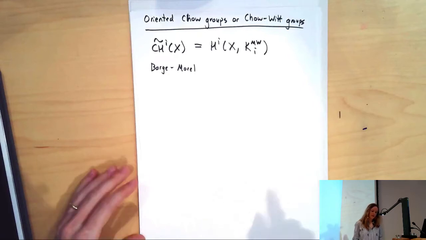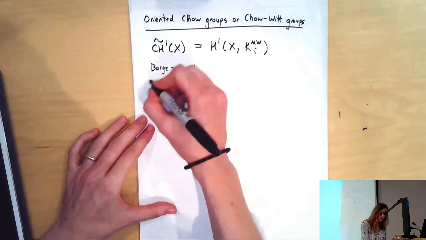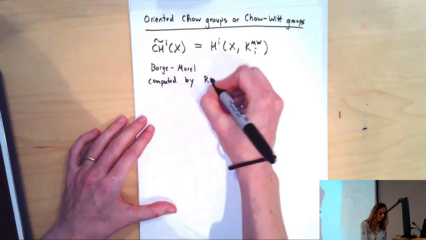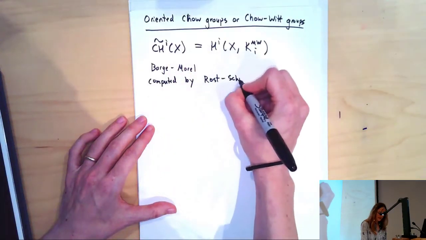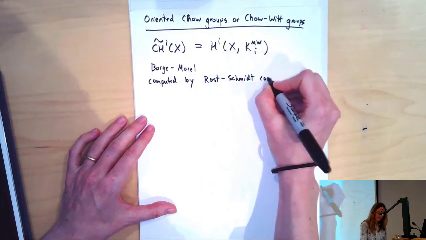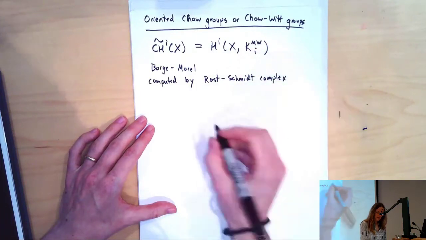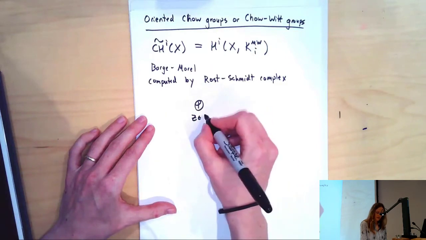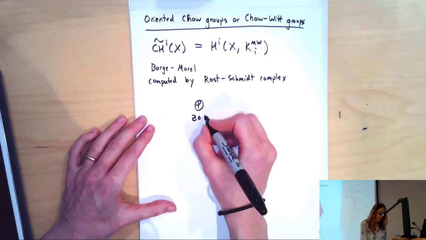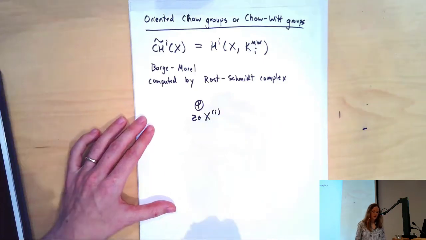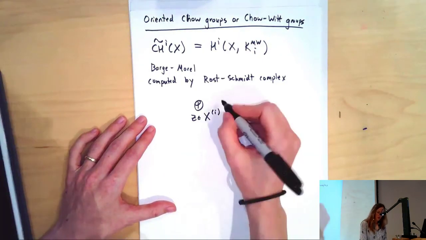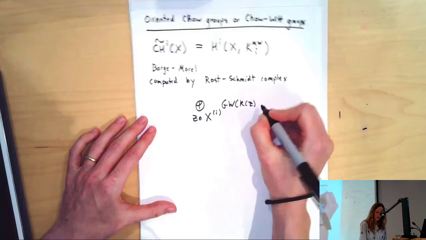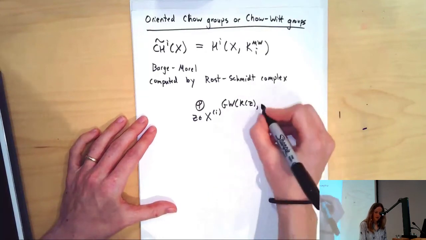And this can be computed by a complex as in Morel's book, where we're still interested in formal combinations of codimension I schemes, but we take the Grothendieck-Witt group of the function field, and we're going to do a twist as well.